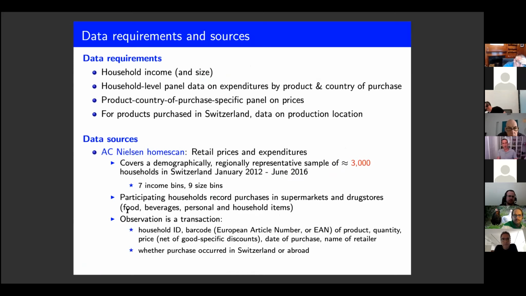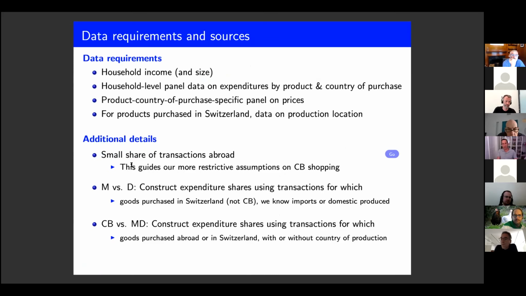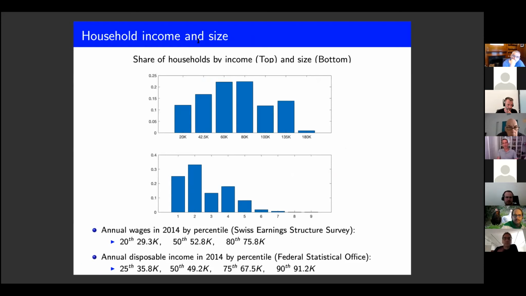So given that we only have such a small share of transactions abroad, we're going to make some more restrictive assumptions on CB shopping. We're not going to be able, for example, to use the product category information. In terms of the income and the size, that is one of the degrees of heterogeneity we look at. So we have seven income groups going from 20,000 francs annual to 180,000. This is representative of the income distribution in Switzerland, either using wages or annual disposable income. But there's very few in this high income category. And if you look at how good is this measure of income, does it relate to expenditures?